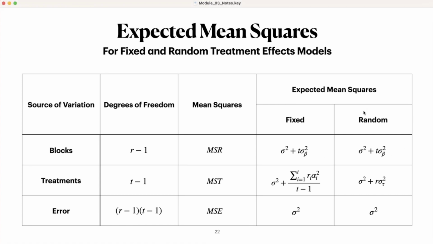Okay, now let's look at the last column here, which are the expected mean squares for a random effects model, so a random treatment effects model.